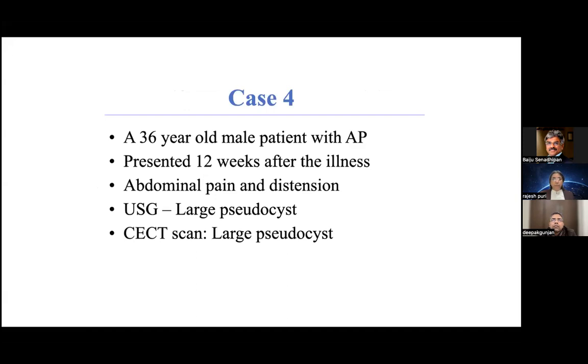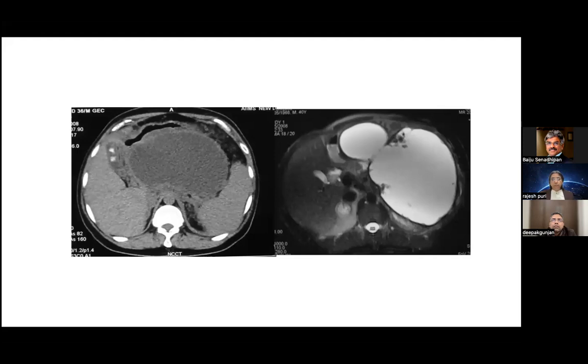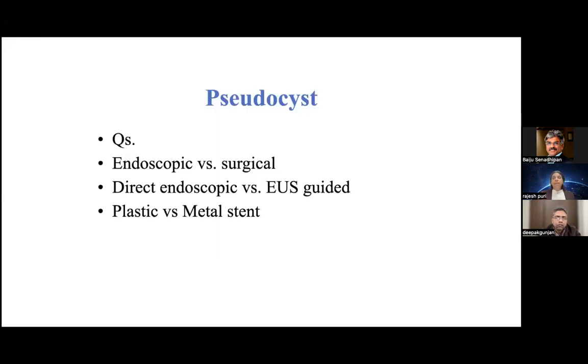Case number 4, which is important: a 36-year-old male presented with acute pancreatitis, and 12 weeks after the illness, a large pseudocyst. The CT scan shows a large pseudocyst. Now, again, I said it is important. On CT scan, sometimes it is difficult to know: are you dealing with a pseudocyst, or are you dealing with a wall of necrosis? Because if you look at the CT scan, there's no pancreatic parenchyma visible, so the possibility of a wall of necrosis is there. But when you do an MRI, there is clear fluid without any solid debris, so you are dealing with a pseudocyst. And if the patient is symptomatic, you treat this pseudocyst.